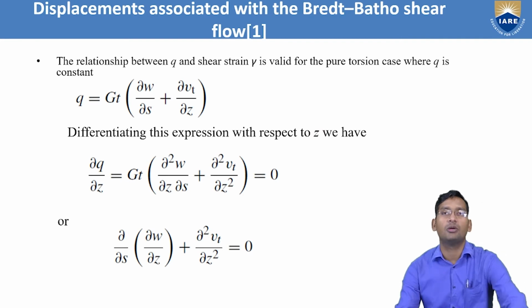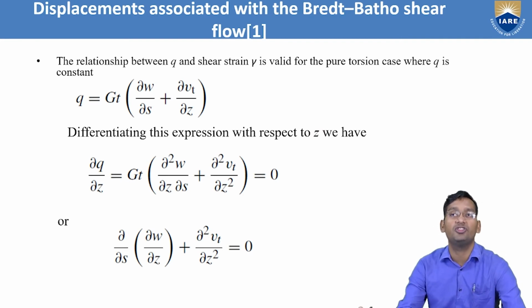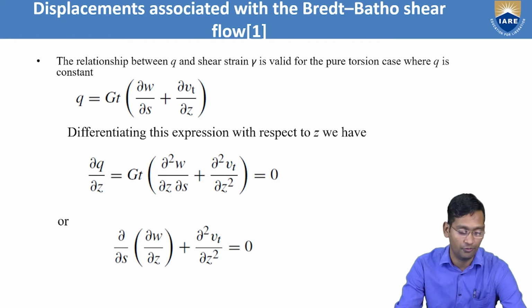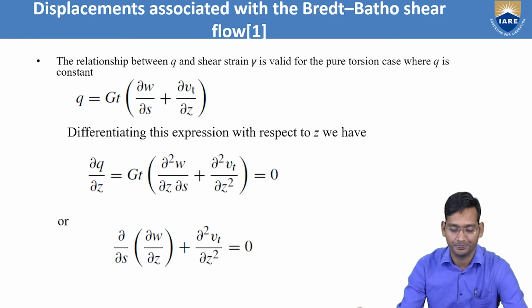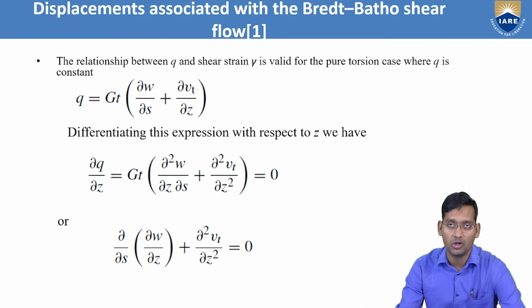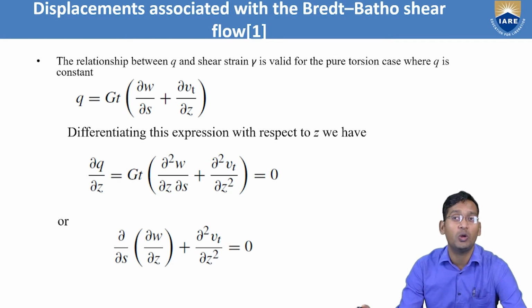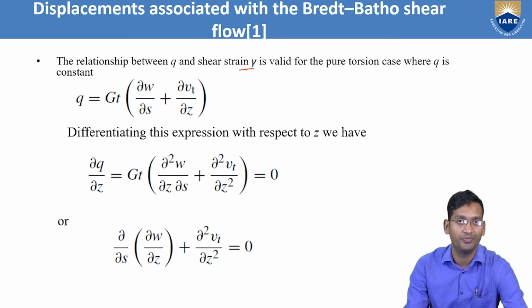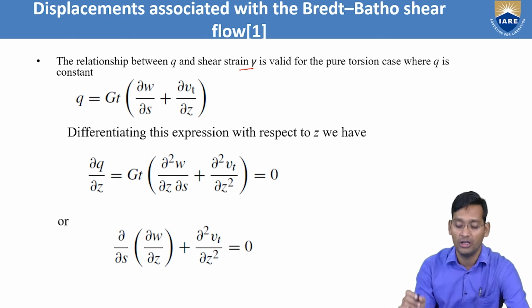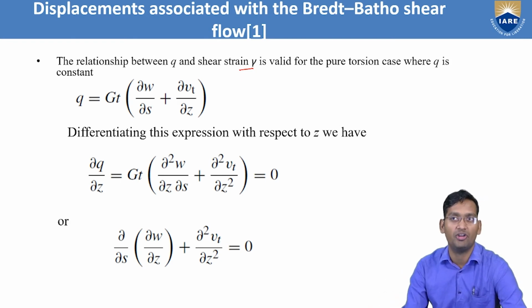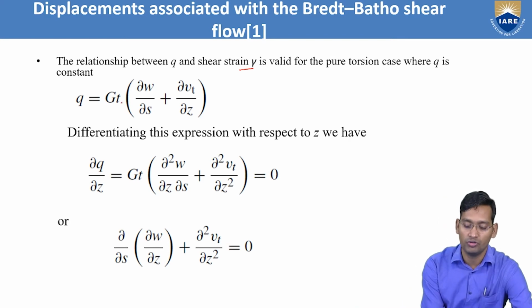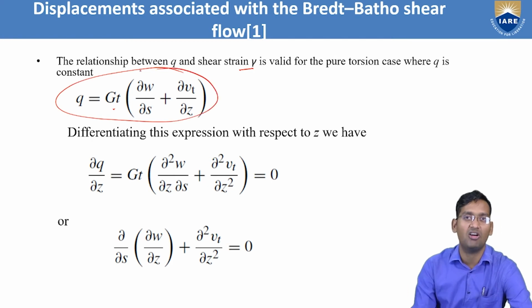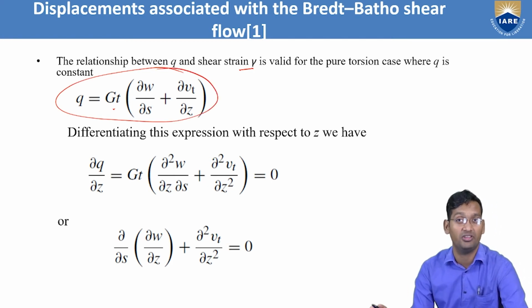Okay, now come to the next topic, that is displacement associated with the Bredt-Batho shear flow. That is our second topic of this video. So in this topic, what is that? The relationship between q and shear strain gamma. Now we will see q and shear strain gamma is valid for the pure torsion case, which we had already seen. We are only applying the torsion, right? Where q is constant. So in pure torsion, q is constant. What is q? q equals Gt del w by del s. So from here we will start, in all the cases where the shear stress distribution will be there.